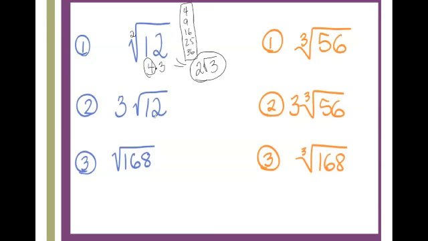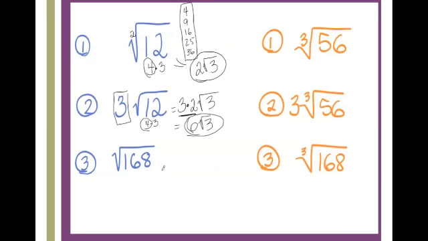Okay, for number 2, again, I'm looking for squares, and I know that 4 times 3 is 12. 4 is my perfect square. The square root of 4 is 2. But this time I have this 3 outside my radical. And so when I bring my 2 out of the square root, I'm going to multiply those. So it would be 6 square root 3 as my final answer.